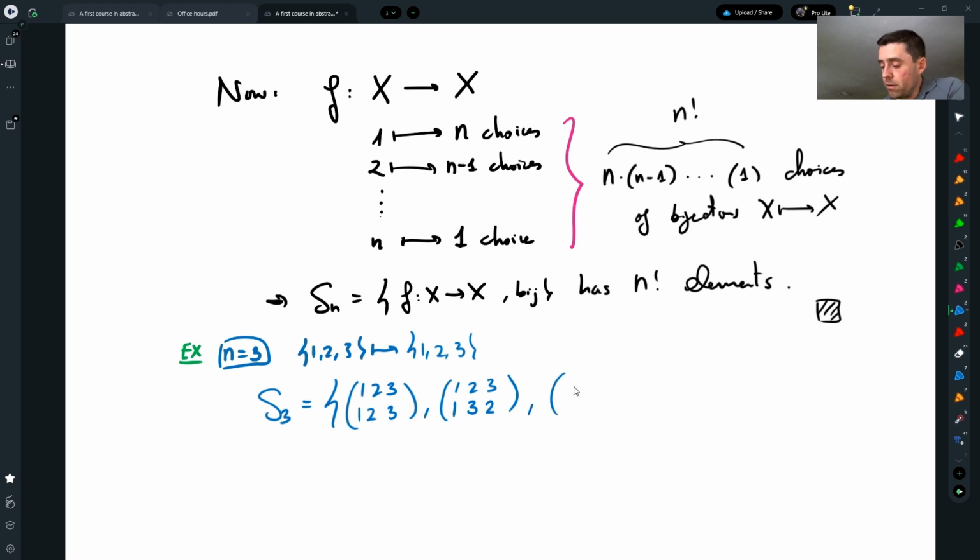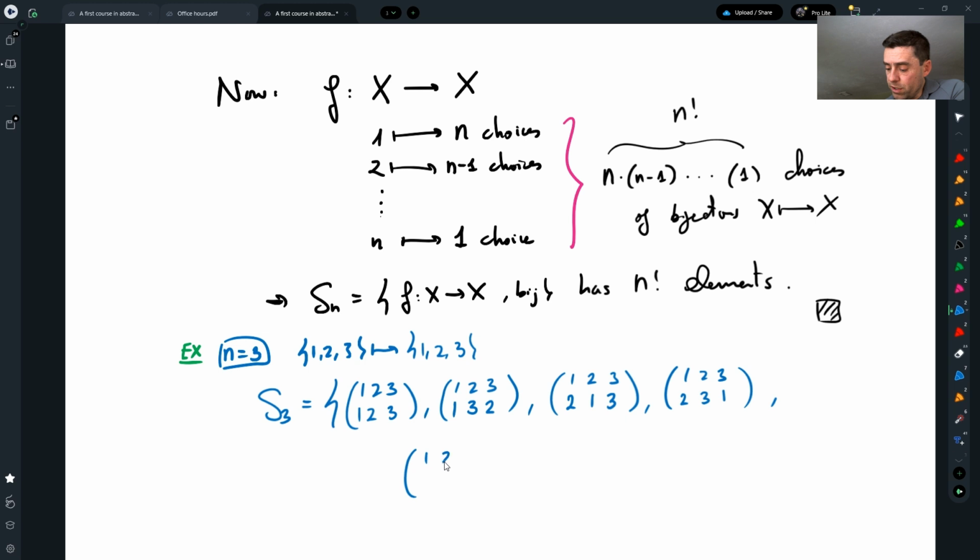And then let's suppose now 1 goes to 2. If 1 goes to 2, then 2 can go to 3 or to 1. So there is the one that goes like this, or 1, 2, 3, and 2, and then 2 goes to 3, and 3 goes to 1, right? Then that exhausts the possibilities of 1 going to 2.